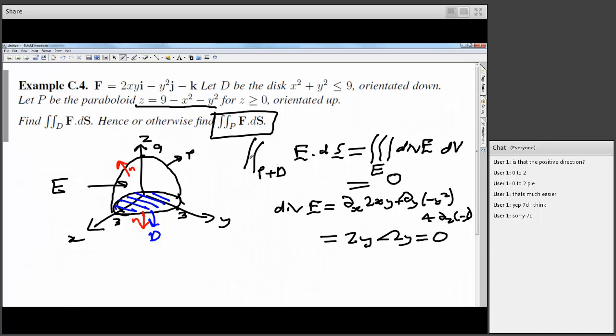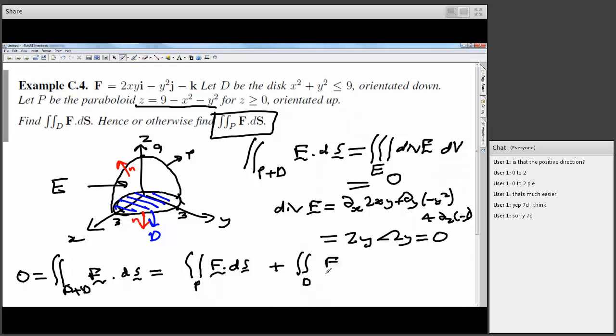So basically, if you do the flux across the enclosed region, we're going to get 0. But the double integral of the joined up region is going to be just the summing up of the two individual pieces. So it's going to be the integral of the paraboloid, which is what I really want, plus the integral down through the disk. So it's the two pieces together. So this is what we want, that's the goal. So if we can just work out this one over here, then we can do it.